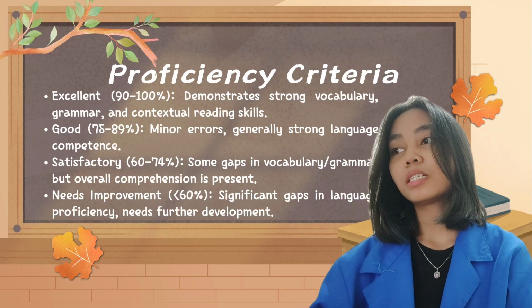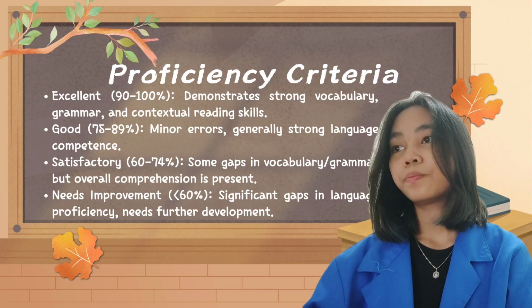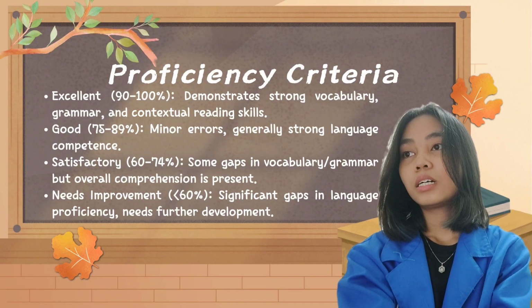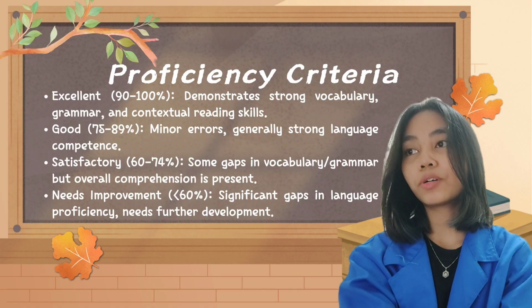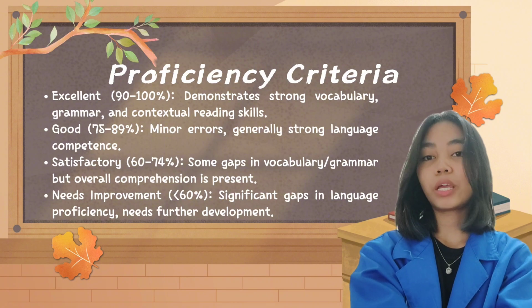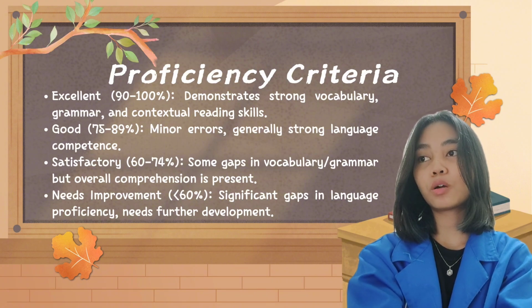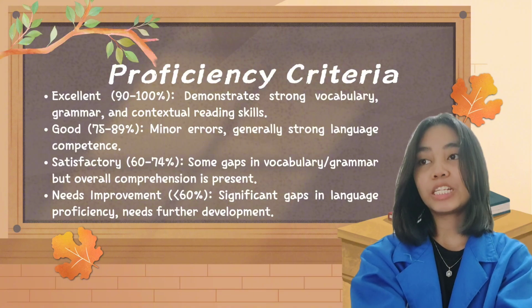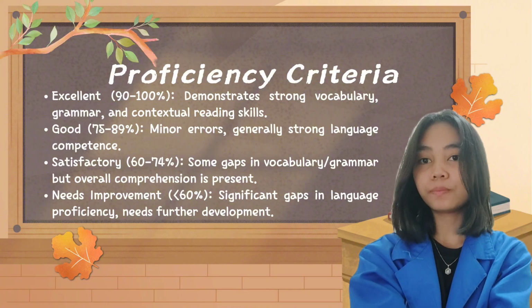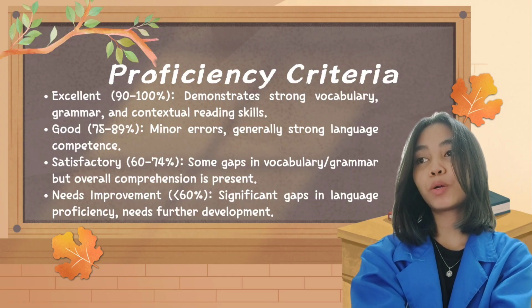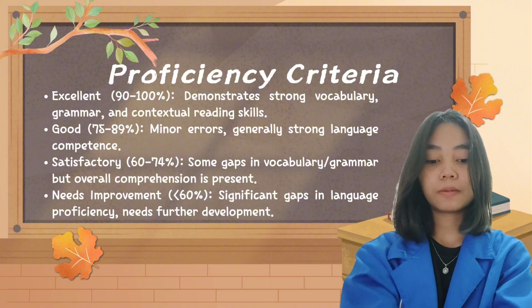So there are proficiency criteria. Excellent, 90 to 100%: demonstrates strong vocabulary, grammar, and contextual reading skills. Good: minor errors, generally strong language competence. Satisfactory: some gaps in vocabulary or grammar, but overall comprehension is present. Needs improvement: significant gaps in language proficiency, needs further development.